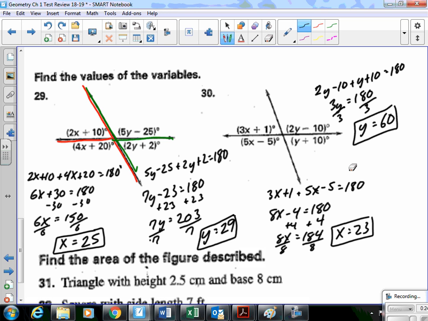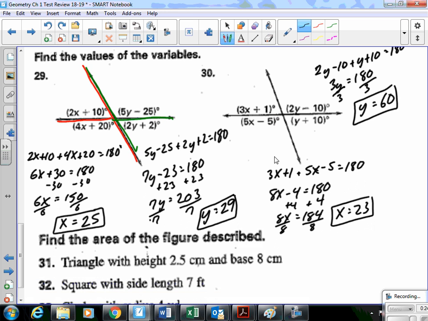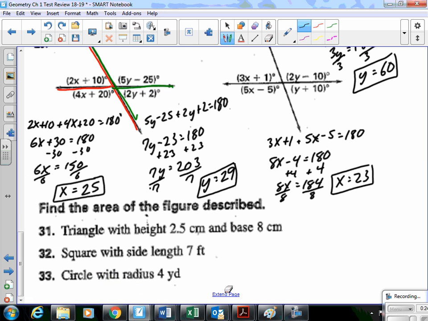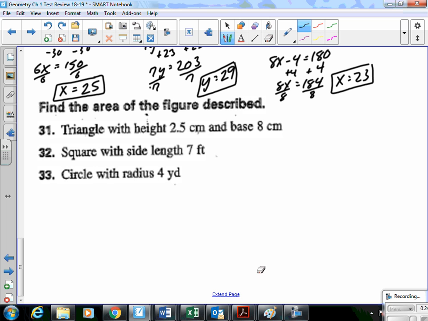On the test, it's possible that I might give you one where the angles with the x's are vertical angles, and the y's are vertical angles. So instead of adding them together to equal 180, we would have to just set the angles equal to each other and solve for x or y. All right, last portion here, finding the areas of the figures described.